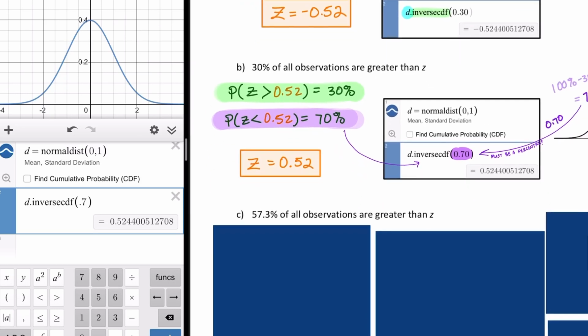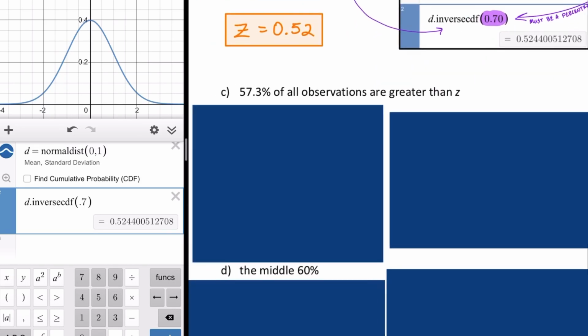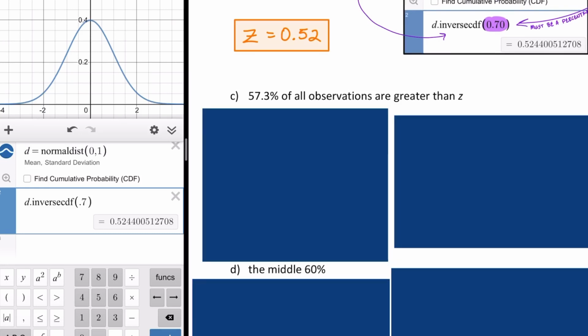All right, I want you to pause the video and try the next one on your own. Find the z-score that satisfies this statement. 57.3% of all observations are greater than this unknown z. Pause the video, try this on your own.